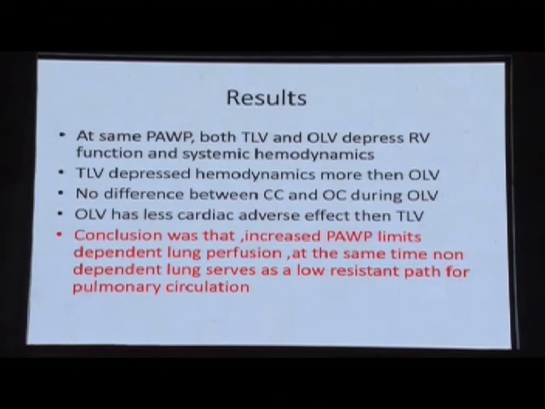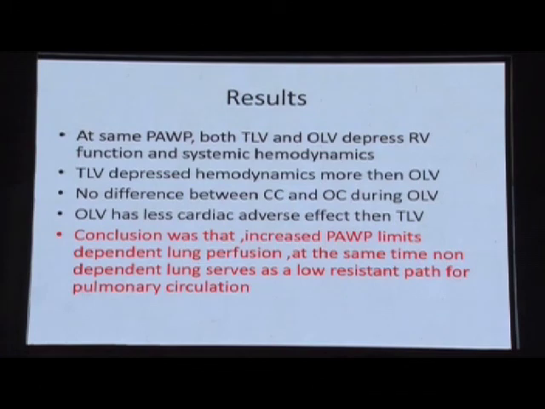What they saw was that at the same peak airway pressure, in both 2-lung and 1-lung ventilation, there was a depression of the RV function, and the systemic hemodynamics were low in both cases, single and double lung. But 2-lung ventilation depressed hemodynamics more than 1-lung ventilation. That was their thought. There was no difference in the hemodynamics between the closed chest and the open chest during 1-lung ventilation. 1-lung ventilation had less cardiac adverse events than 2-lung ventilation.